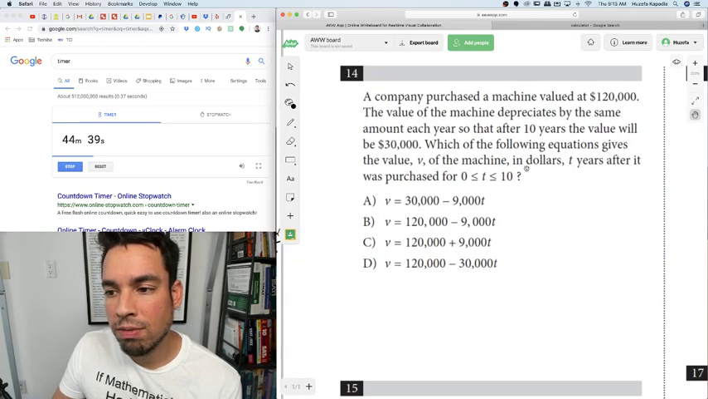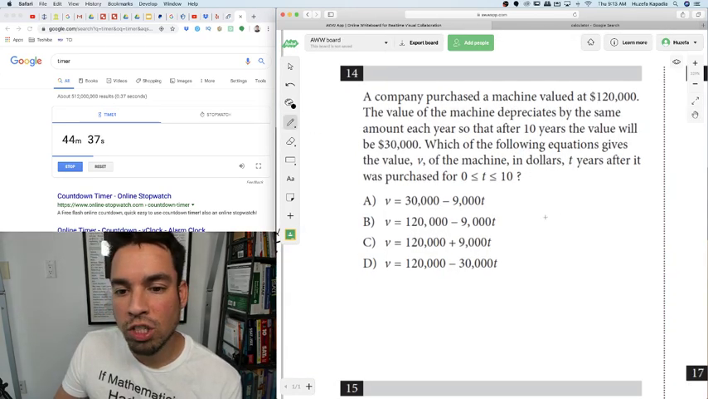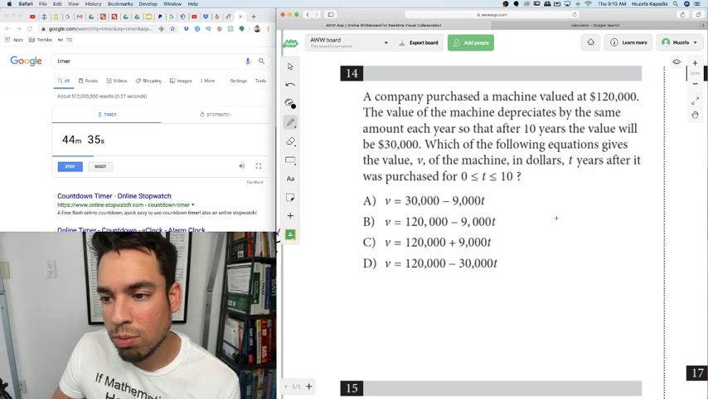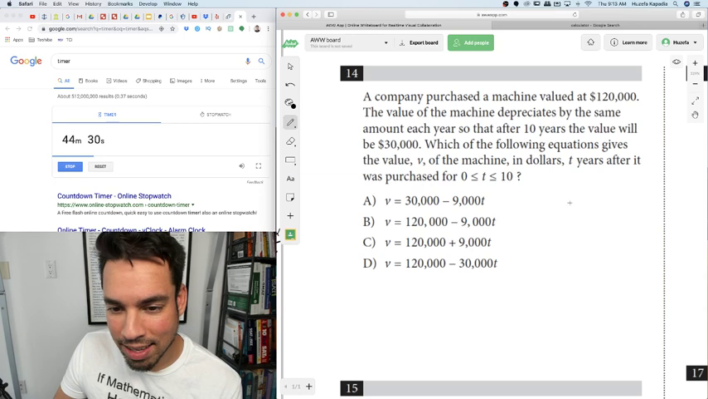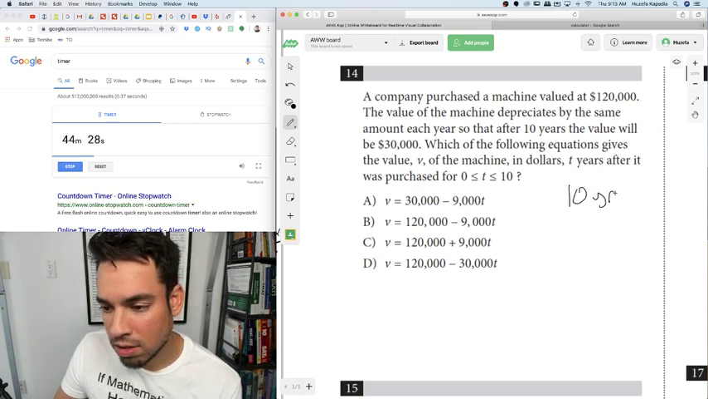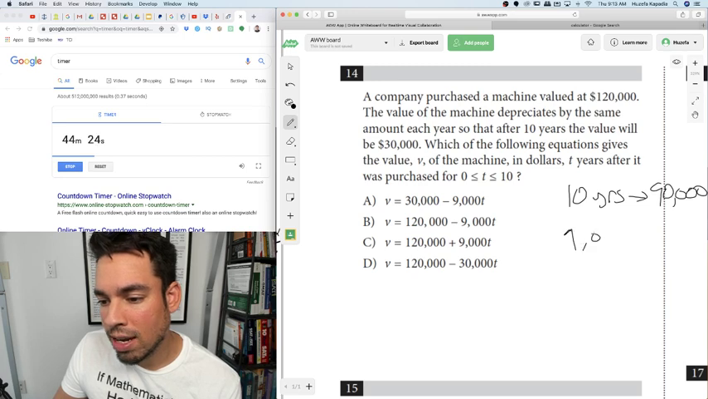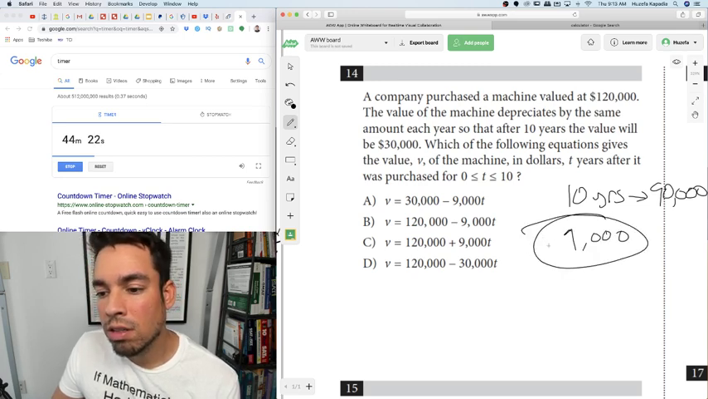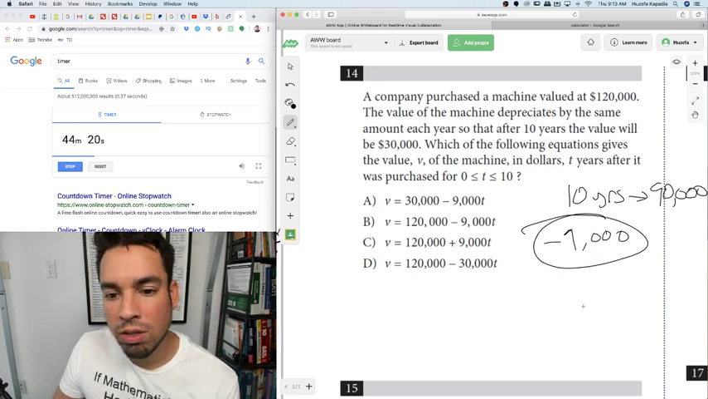14. A company purchases a machine valued at 120,000. The value of the machine depreciates by the same amount each year, so that after 10 years, the value will be 30,000. So in 10 years, it goes down by 90,000, right? Which means each year it's going down by 9,000. Which of the following equations gives the value?